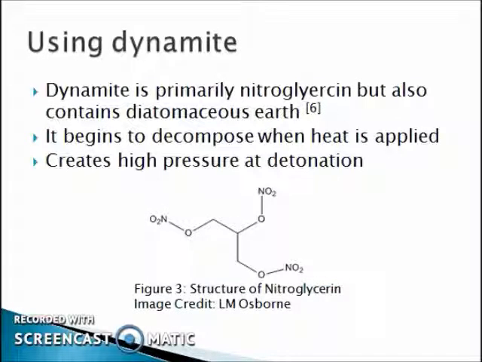I'm going to begin by looking at dynamite. Dynamite is primarily nitroglycerin, about 75%, which you can see the structure of on the screen now, but it also contains diatomaceous earth. Diatomaceous earth is a sedimentary rock, and interestingly, it prevents nitroglycerin from decomposing until heat is applied. Once heat is applied, the nitroglycerin decomposes and creates high pressure detonation, which leads to the explosion that we see.